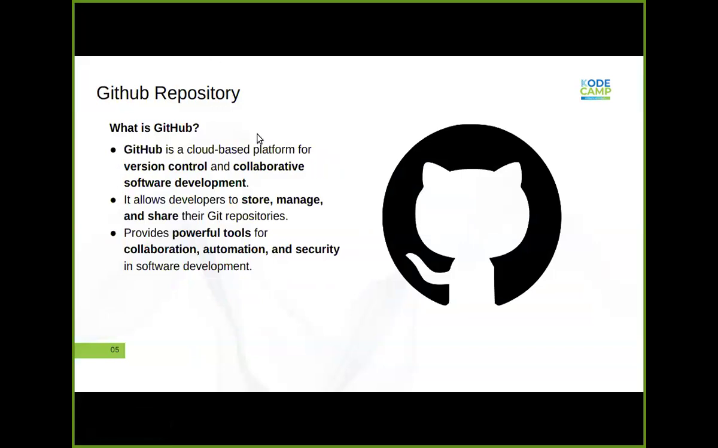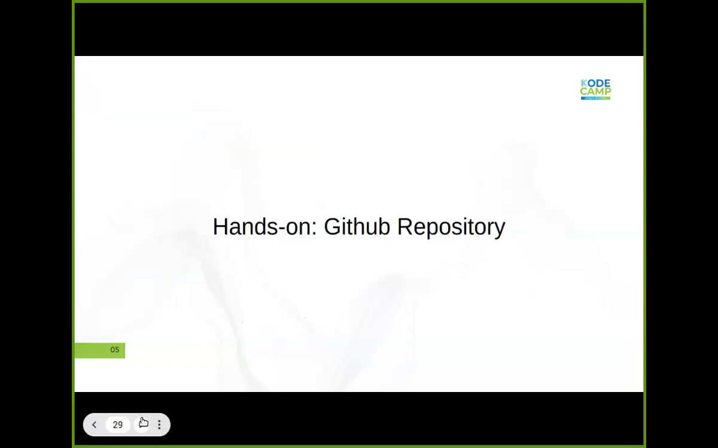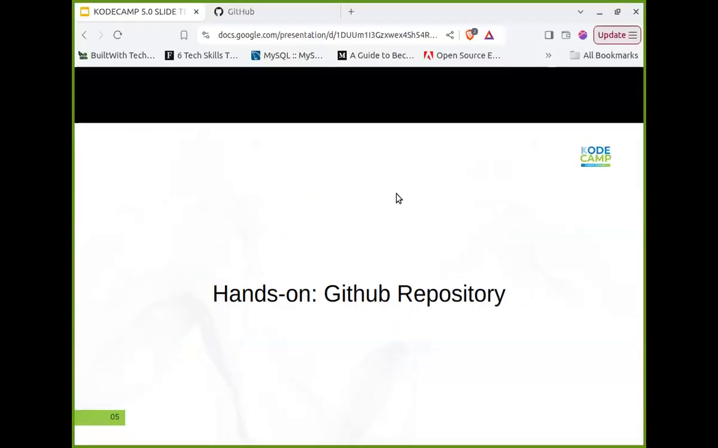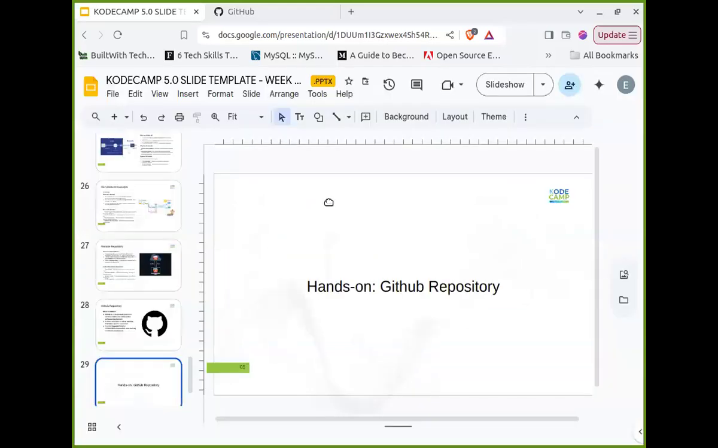So yeah, GitHub. What is GitHub? GitHub is a cloud-based platform for version control and collaborative software development. It allows developers to store, manage, and share their Git repositories, and provides powerful tools for collaboration, automation, and security in software development. At this point, we will go to a GitHub environment for a hands-on GitHub repository.